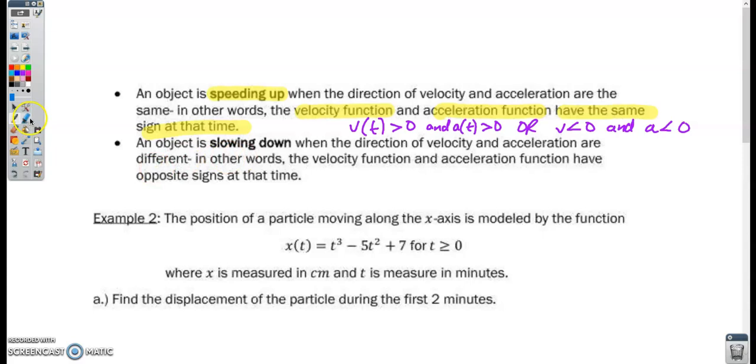An object is slowing down when the direction of velocity and acceleration are different, or when the velocity and acceleration functions have opposite signs. So when velocity is positive and acceleration is negative, or vice versa, when velocity is negative and acceleration is positive.